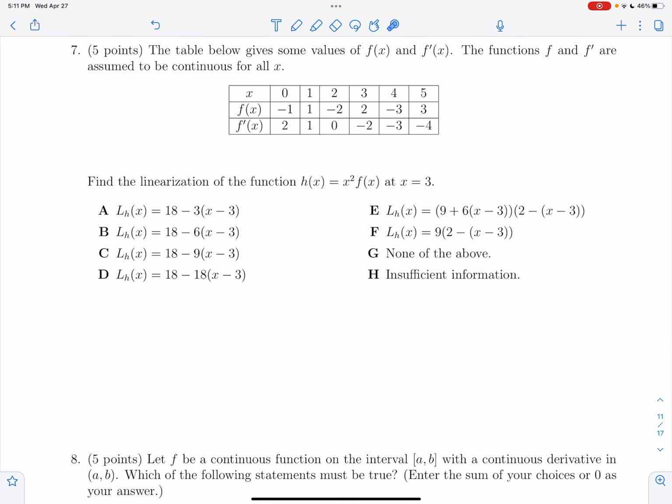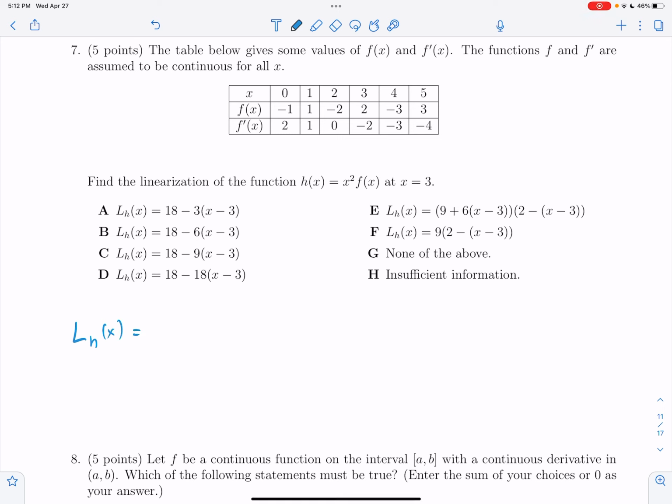In this problem, you're given values of f and f prime, and you're assuming that f and f prime are continuous. Of course, if f prime exists, it means that f is differentiable, so it is continuous anyways. And you're asked to find the linearization of this function h, which is x squared times f. Okay, what is the linearization of a function?